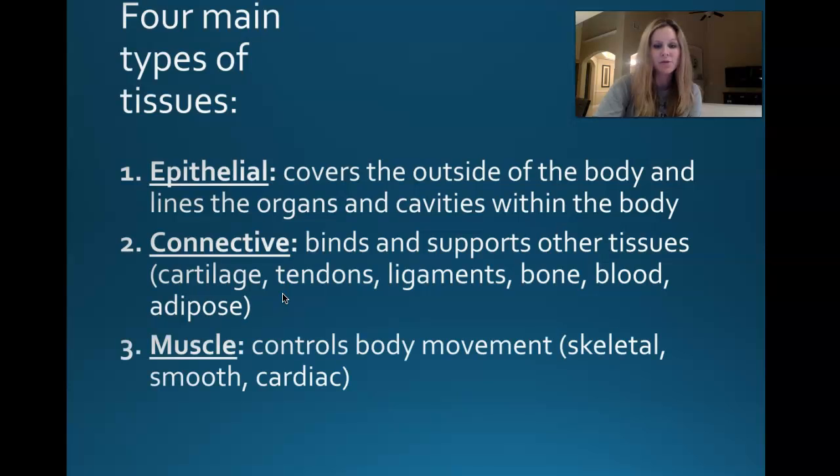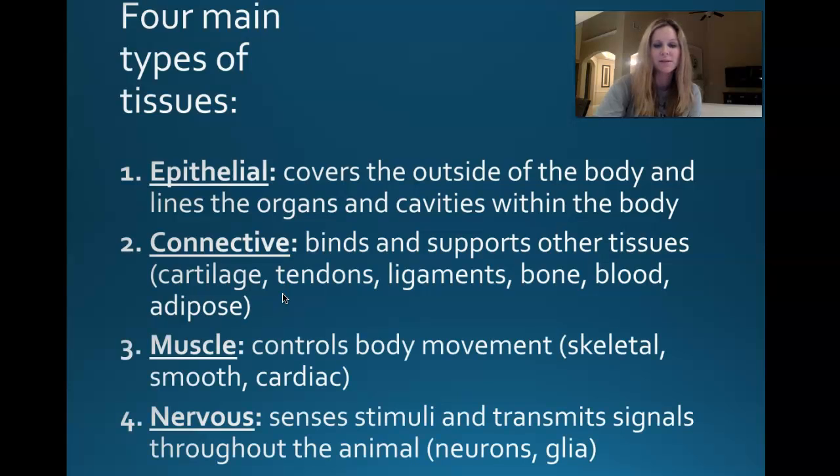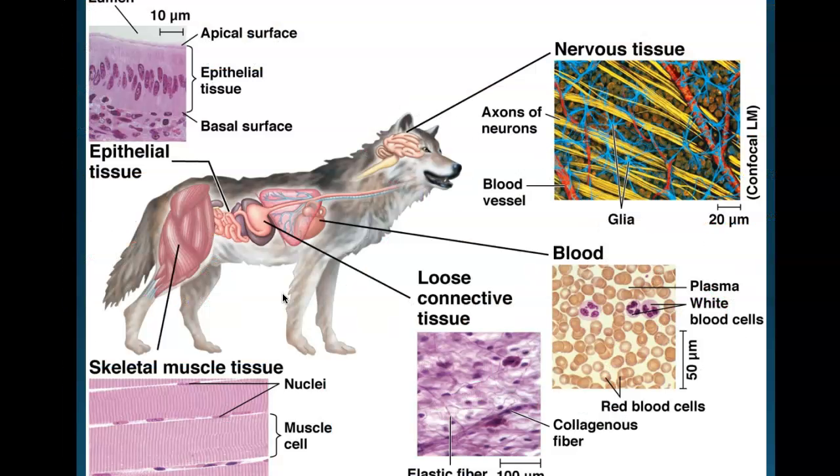Then we have muscle that controls body movement, and then nervous tissue that senses stimuli and transmits signals throughout the animal. And so we don't actually need you to memorize this diagram right here. This is just to show you an example of all of these different types of tissues.